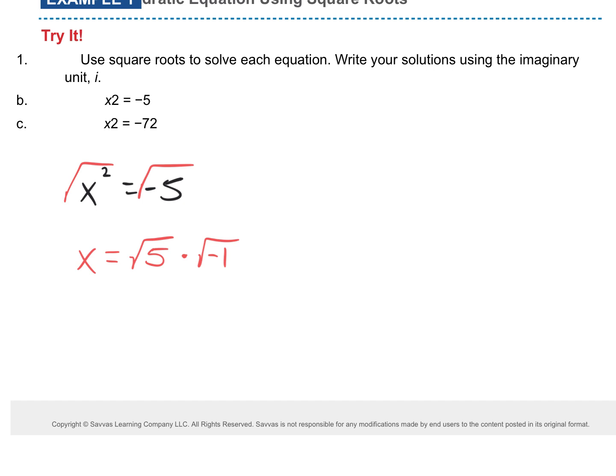Okay? Some of you have typed in your calculator already. What's the square root of 5? 2.23. It's a decimal, right? Okay, we're just going to leave it as x equals the square root of 5. What do I do with that square root of negative 1?